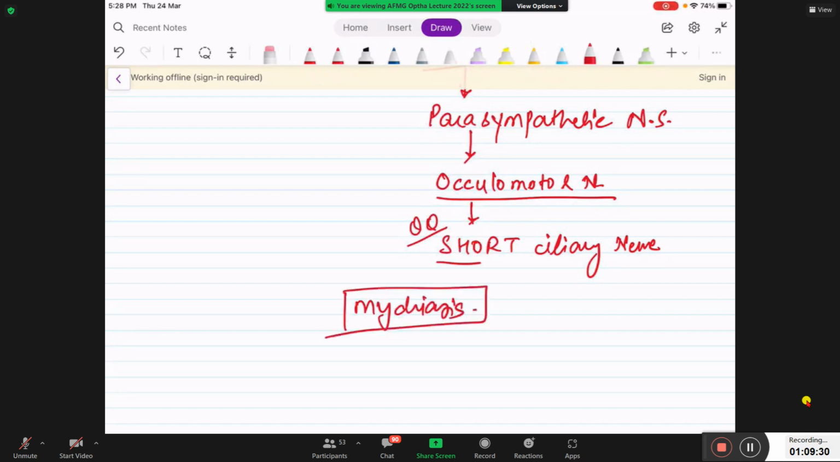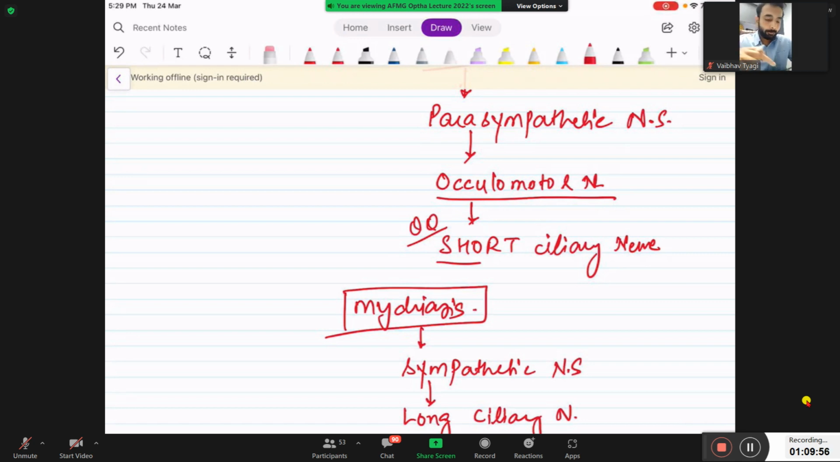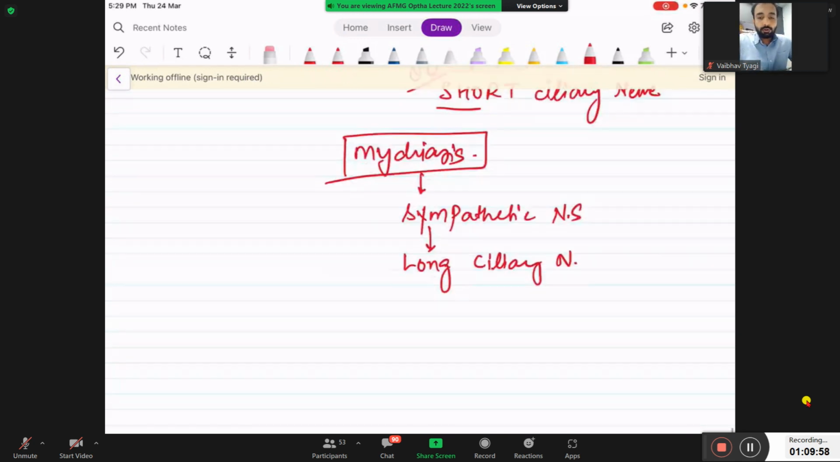Similarly, talking about mydriasis. Mydriasis was the big size pupil, the dilated pupil is mydriasis, right? So it is regulated by which nervous system? Sympathetic nervous system. Mydriasis is regulated by sympathetic nervous system, which in turn is regulated by long ciliary nerve. Clear? So this is all about your iris. Long ciliary nerve and short ciliary nerve, mydriasis and meiosis you have to remember, right?